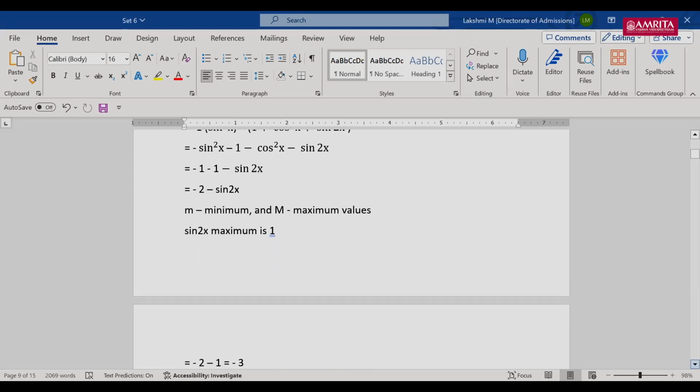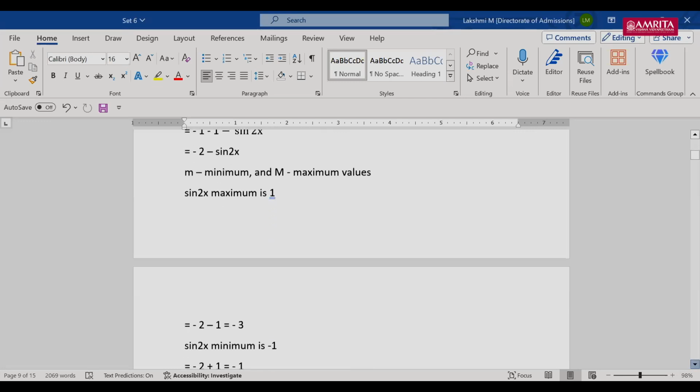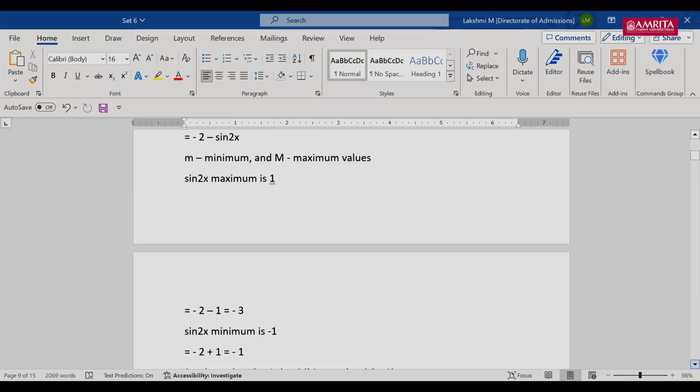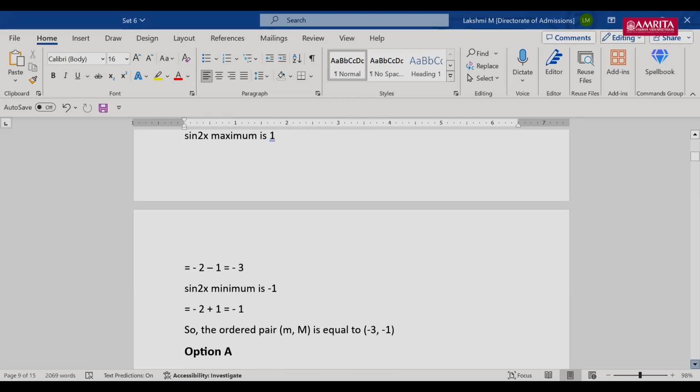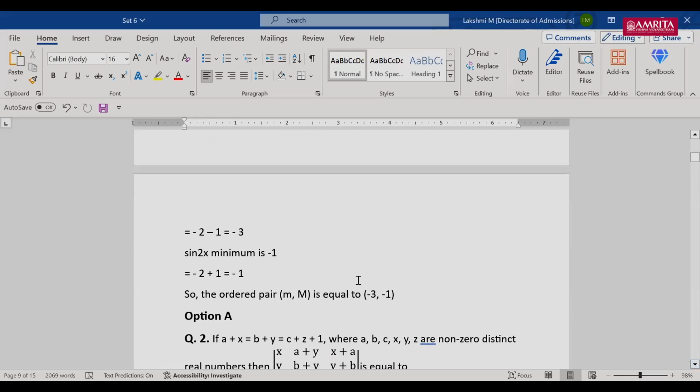After that, you could just substitute for the value. What will be the angle? Which one will be the maximum value? Which one will be the minimum value? That you have studied for everything, right? Whether it's sine, cos, or tan, you know all of them. So when you have the range of value, it varies from minus 1 to 1. So minus 1 is the minimum, 1 is the maximum. Substitute for those values and find out. So the ordered pair will be minus 3, minus 1. So the minimum value will be minus 3 and the maximum will be minus 1.